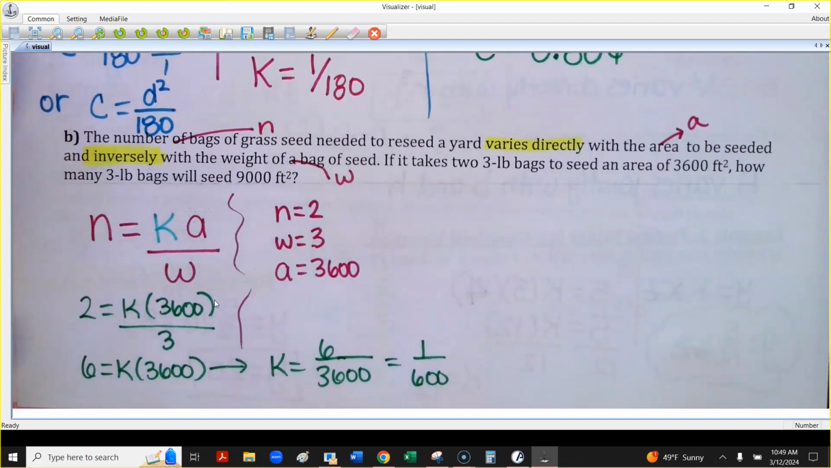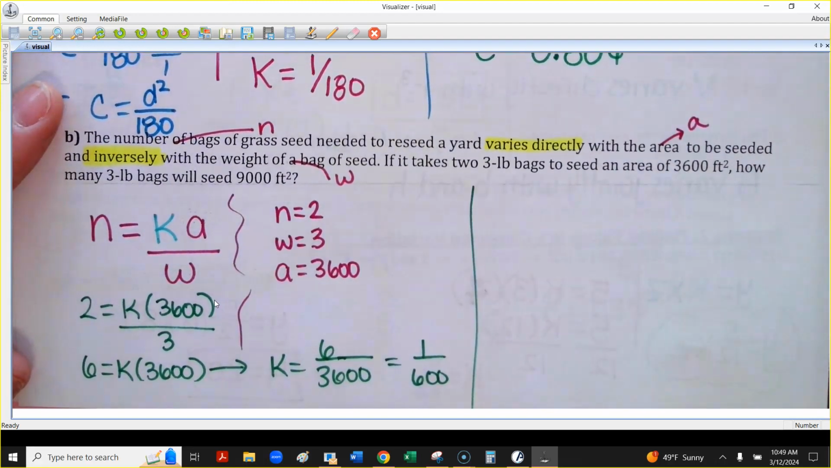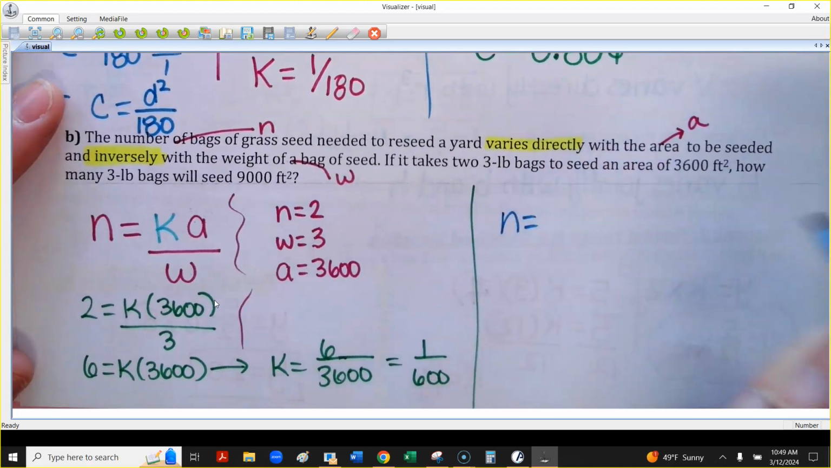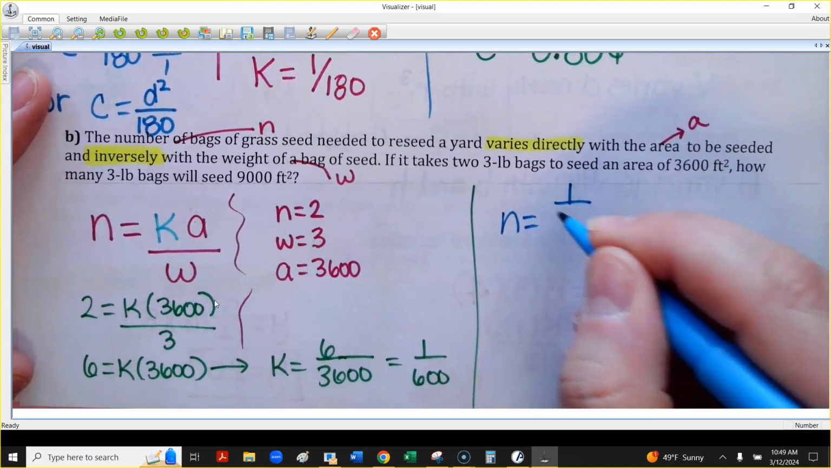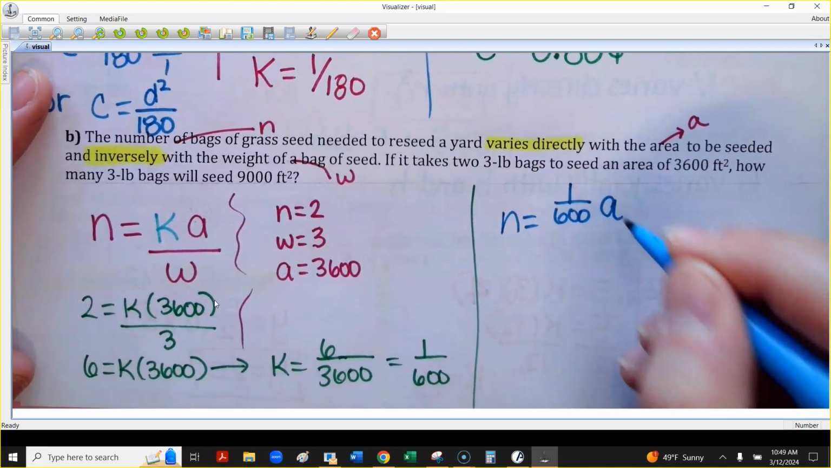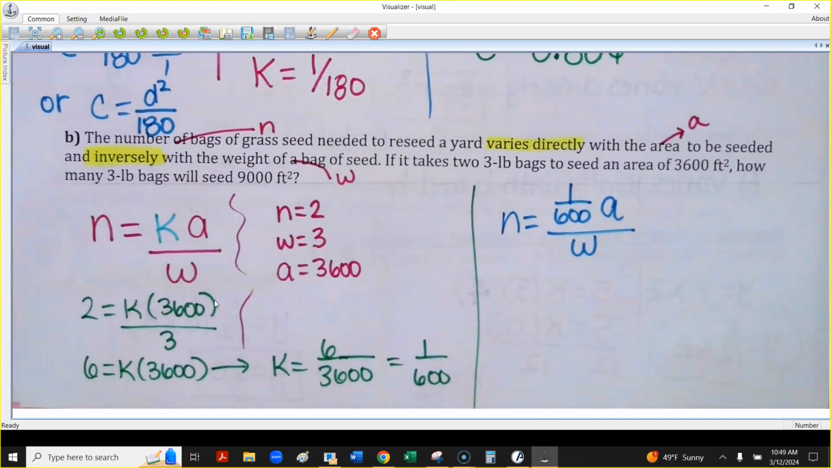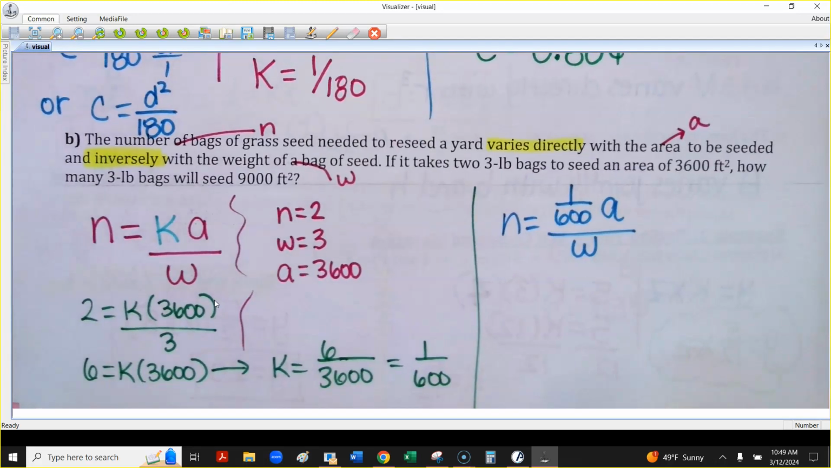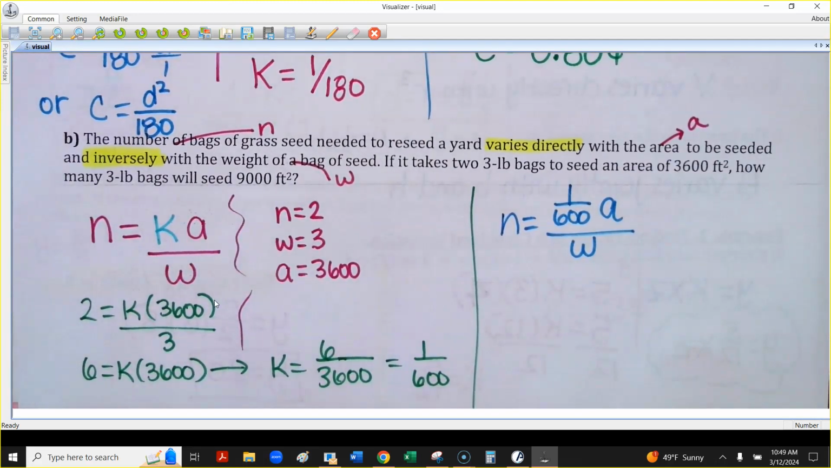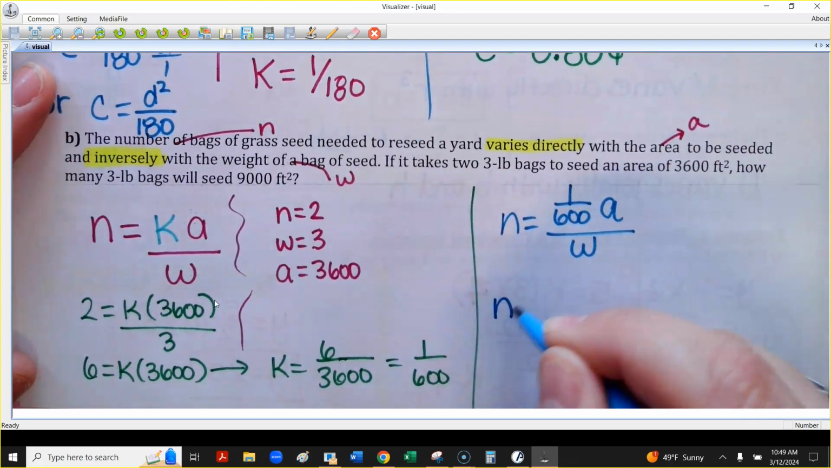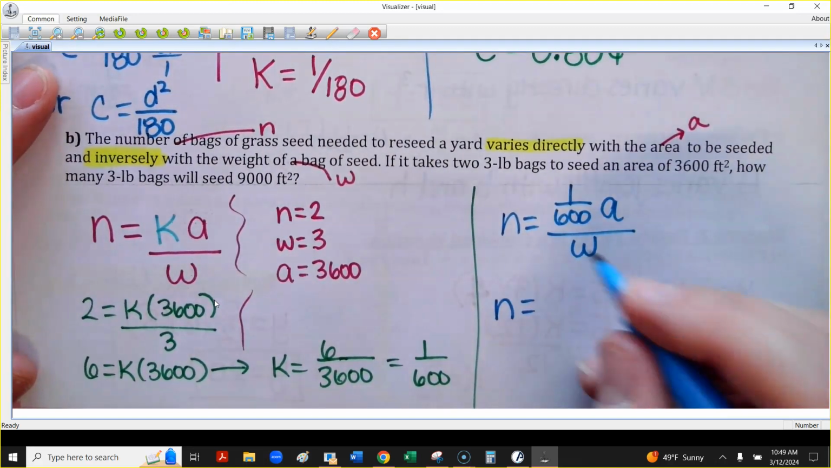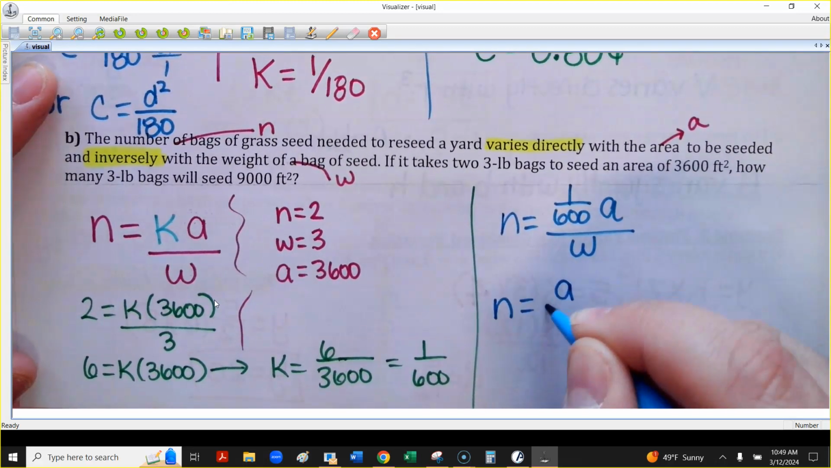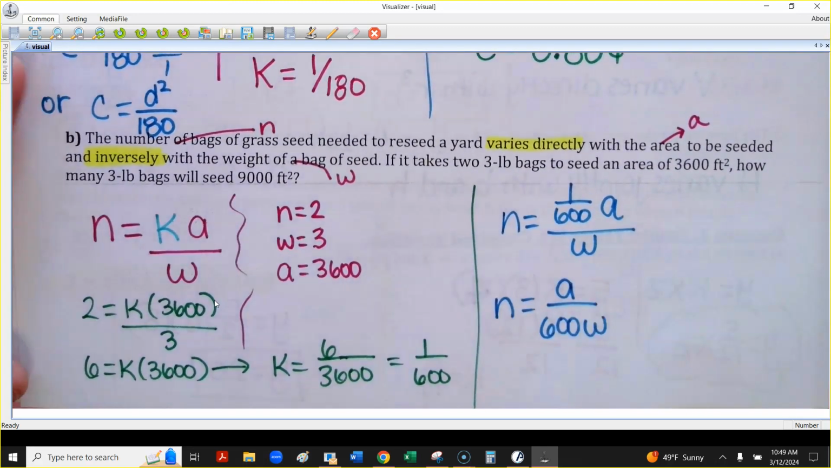All right, sorry, I'm too close to the bottom of the page here. So my general formula, this is kind of weird. So the K value would be 1 over 600 times the area divided by the weight of the bag. Now, an easier way to write this, if I have this fraction on the top, could just be the area over 600. What's going to happen here algebraically? That 600 is just going to go into the denominator. So it's just going to be your area over 600 times the weight. That would simplify to be that.